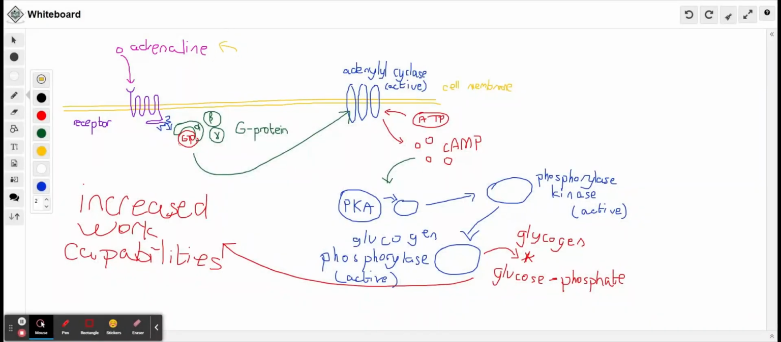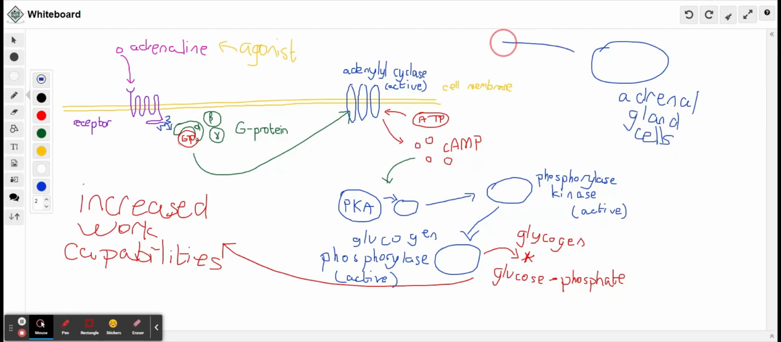In this process, adrenaline molecules are endogenous agonists, which means they are ligands that are produced inside the body and activate a response. They are endogenous as they are hormones produced by the adrenal glands, a part of the kidneys, and circulate to cells through endocrine signaling.